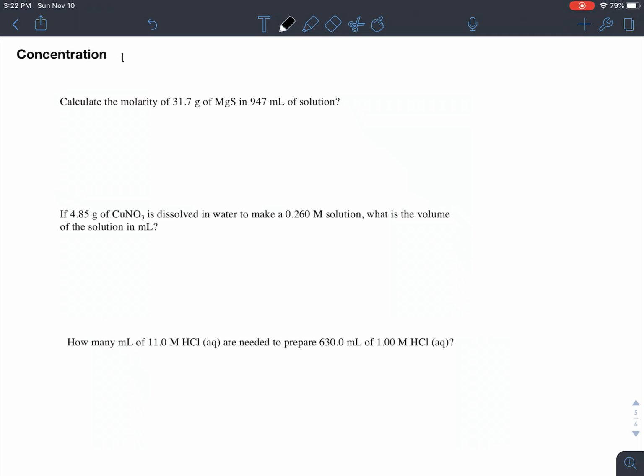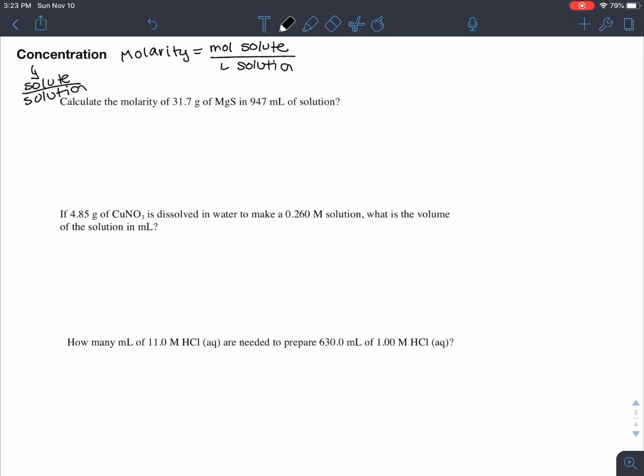One really common concentration term is molarity, which is the moles of solute over liters of solution. So for a concentration, you're looking at solute over solution: how much salt you have in salt water, how much sugar you have in your sugary coffee, and so on. Now let's look at this first question to bring that into practice.